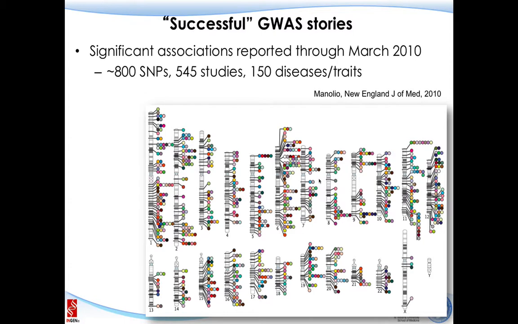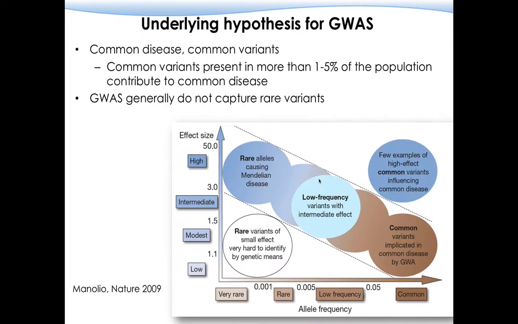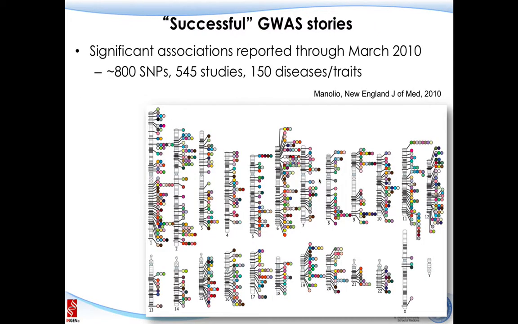Again, I want to point out that the GWAS study is only focusing on here, common disease, common variants, but normally the end result is a very, very small effect size. There are some successful GWAS stories. The significant associations reported through March of 2010 are here. There are over 800 SNPs.